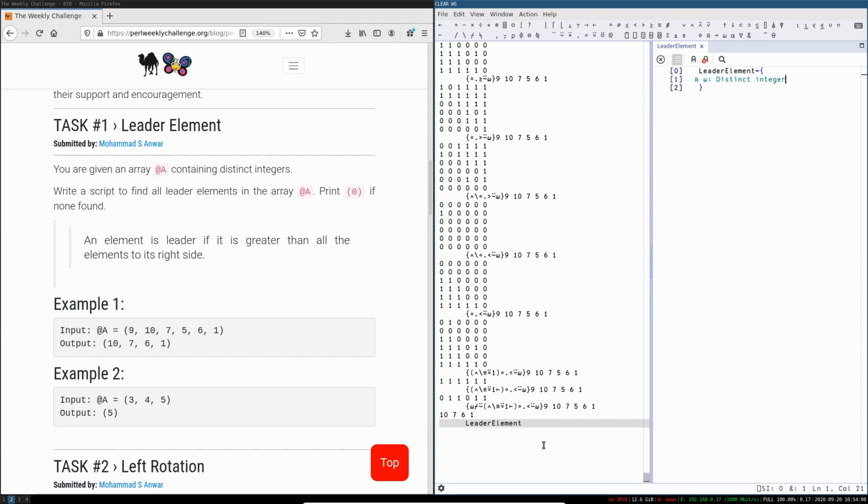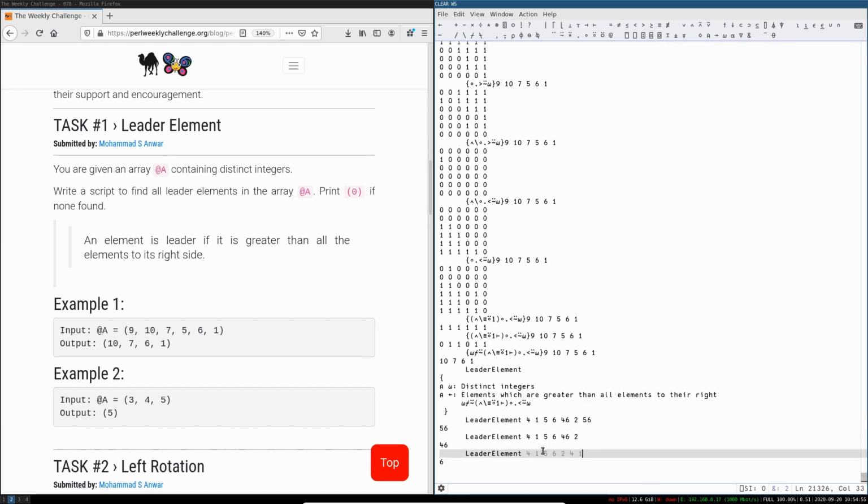Distinct integers, return elements which are greater than all elements to their right, and it's omega compressed by and scan match rank 1 outer product less than selfie omega. 6, 2, 4, 8.